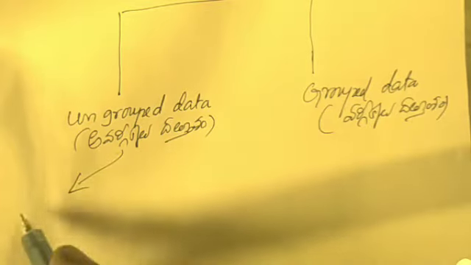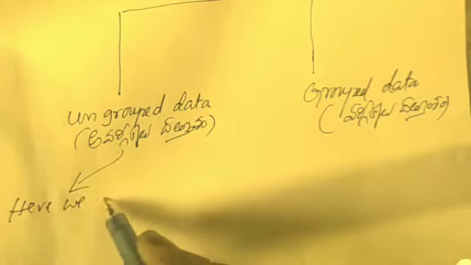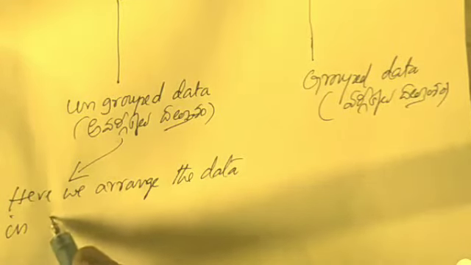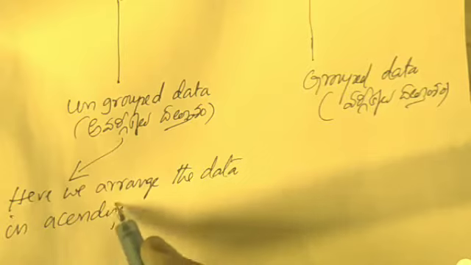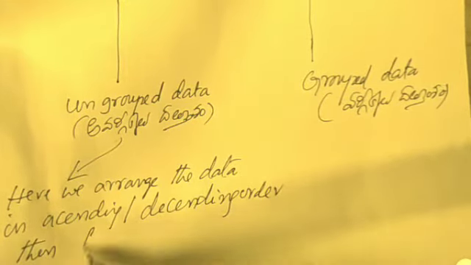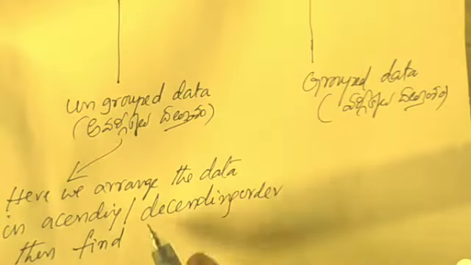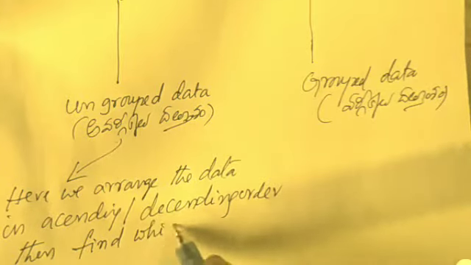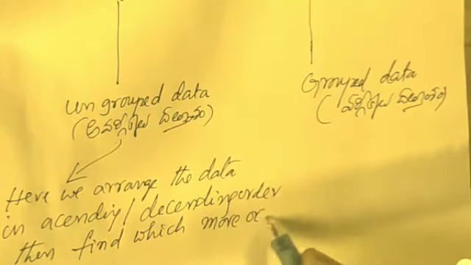Just write the given data in descending or ascending order. When you write in ascending or descending order, then choose the number or object which occurs frequently, that means more times.